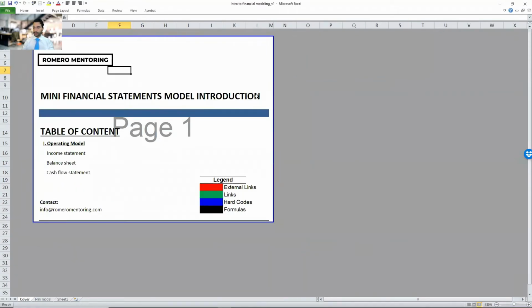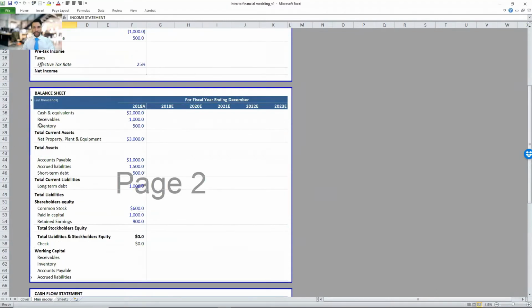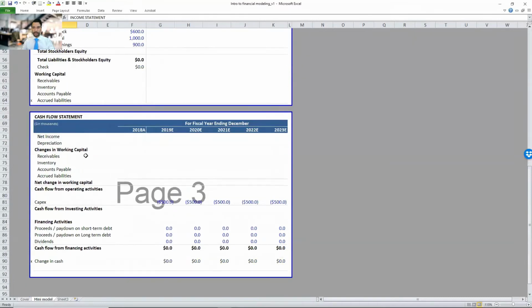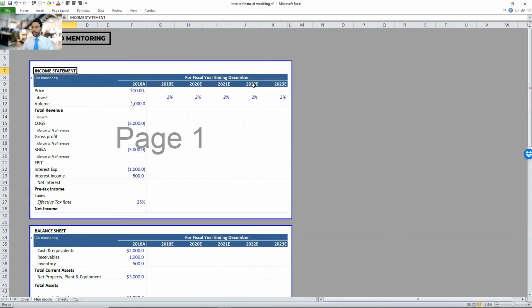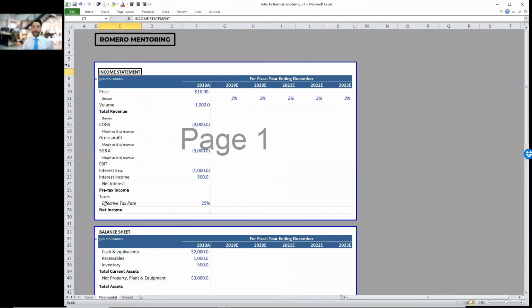Let's move to our mini model. Here it is. So notice we have the income statement. We have the balance sheet. And we also have the cash flow statement. Let me adjust the frame here so that it's easier to navigate. You can see my video framing on the top right-hand side. There we go. I think that's great.